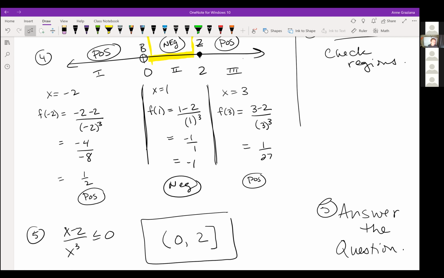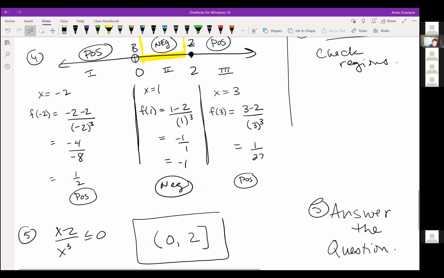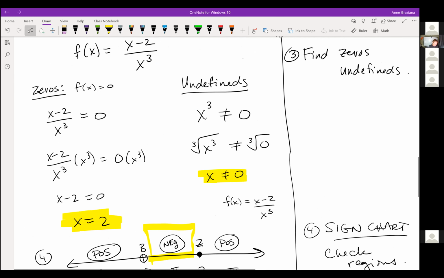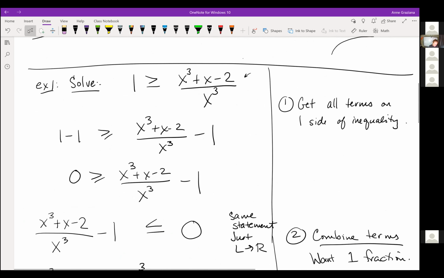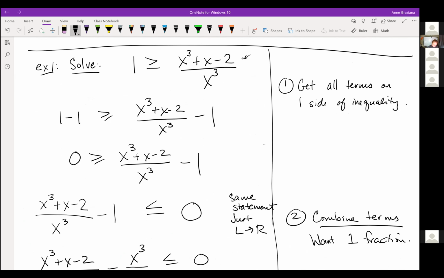Okay, questions? Any questions on this? Yeah, I have a question. At the beginning, why did you switch the inequality sign? Why did I switch the inequality sign? Like right here. It's easier to read with 0 on the right. That's all.